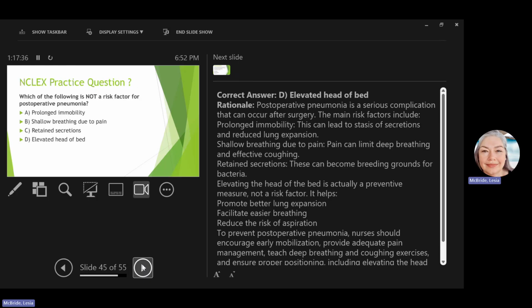Which of the following is not a risk factor for postoperative pneumonia? So if we elevate the head of the bed, we actually take care of one of our risk factors. If we put them in the semi or high Fowler's, we've got the bed elevated. So that's the first thing we do when we see the patient is having difficulty breathing, get them sitting up high and then get them on at least 1 to 2 liters of oxygen until we can get direction from the doctor.